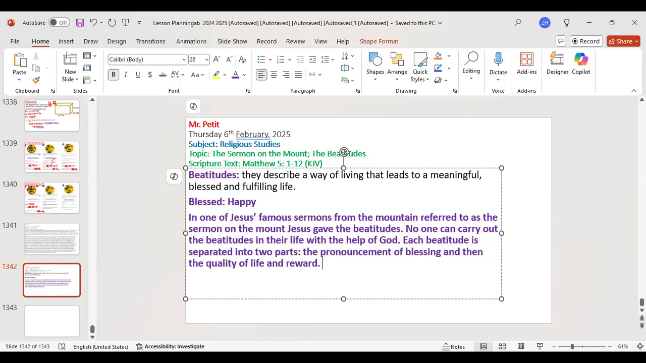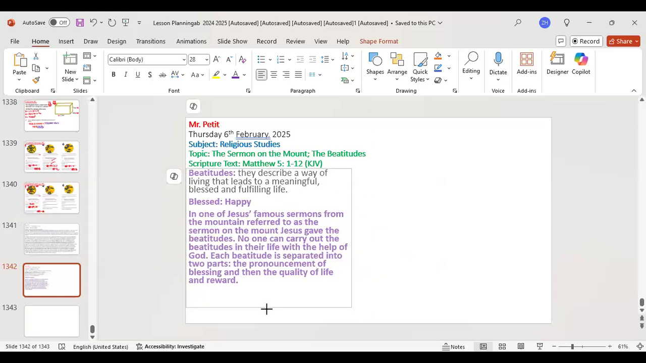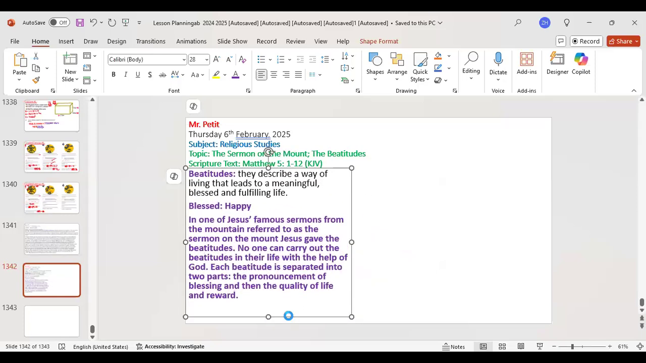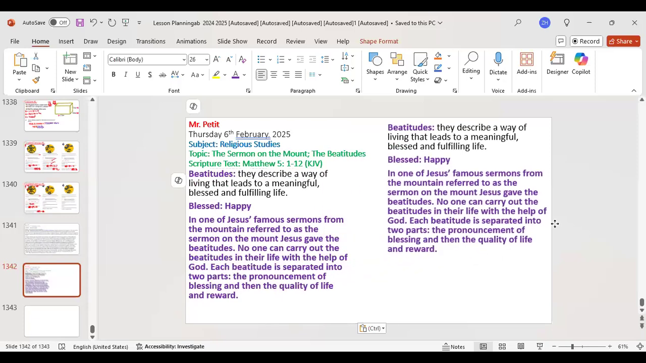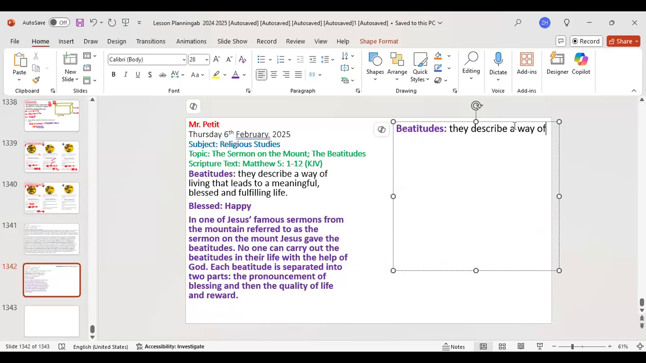So let's go ahead and talk about the Beatitudes. Here they come. These are the Beatitudes. Boom, boom, boom.